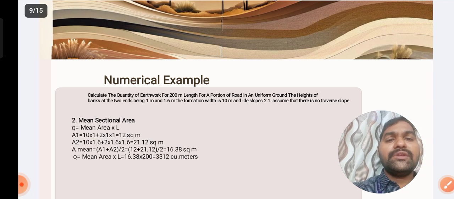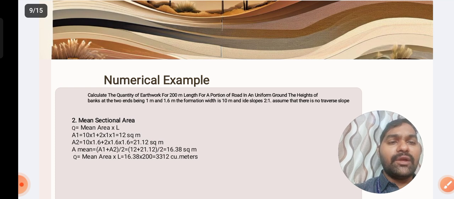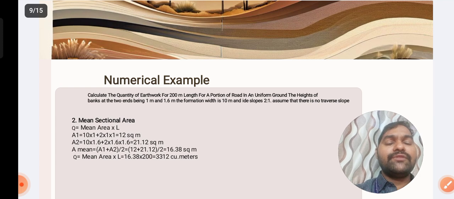So in this mean sectional area method, if you see the problem, calculate the quantity of the earthwork and the length of the portion of the road in uniform ground, with heights of banks at two ends being 1 meter and 1.6 meter. That means the problem is almost equal, they are not changing any parameter, but we want to change the method here.